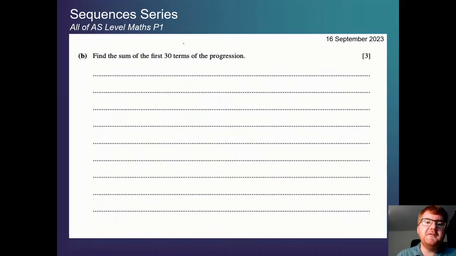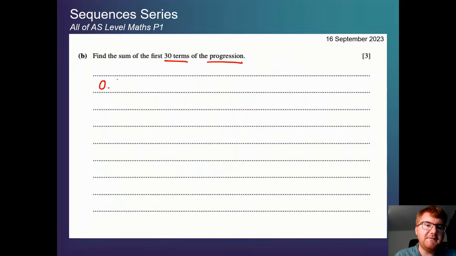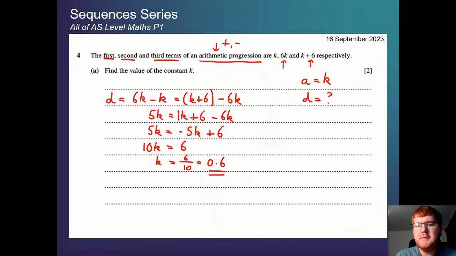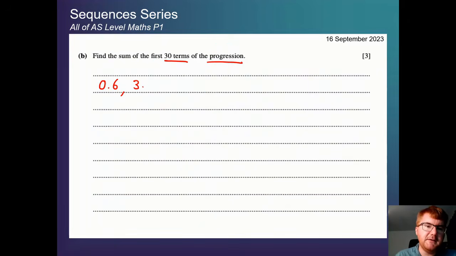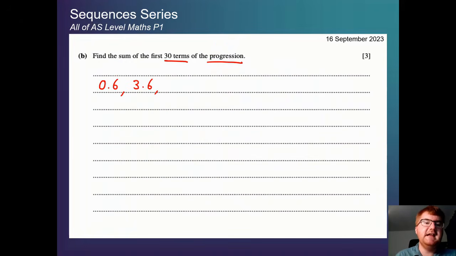Now we need to find the sum of the first 30 terms of the progression. Now before I do a question like this, in this great exam technique, we now know k is equal to 0.6. So if I write out this progression, we have 0.6, 6 times 0.6 for the second term is 3.6, and then k plus 6, well 0.6 plus 6 is 6.6. So before I do anything in this question, I'm going to check this is arithmetic before I try and get into these 3 marks. Notice it is, because we're just adding 3 each time. So we've confirmed it is arithmetic, and we haven't made a mistake in the previous question.